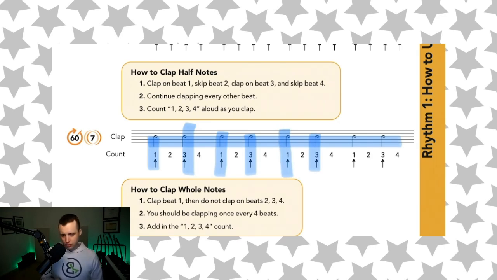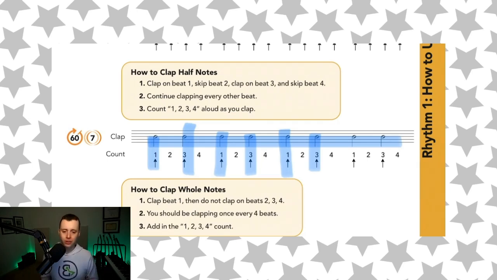1, 2, 3, 4. 1, 2, 3, 4. 1, 2, 3, 4. I do recommend watching example 7 a couple of times because there's this nice little green bar that shows you exactly where you are at all times. Try clapping and counting along with me in this lesson. Also with example 7, practice clapping your half notes by themselves.